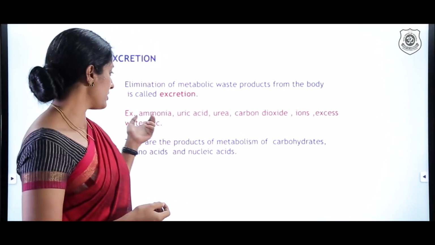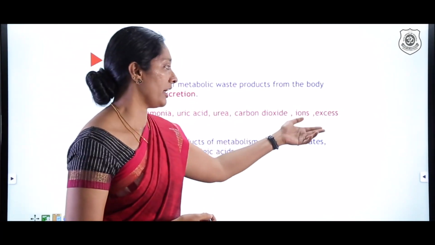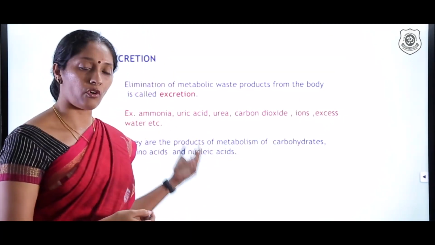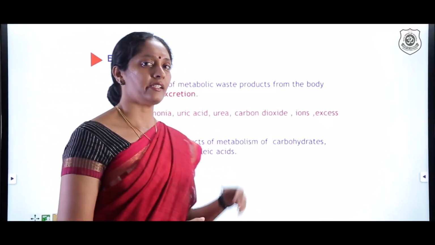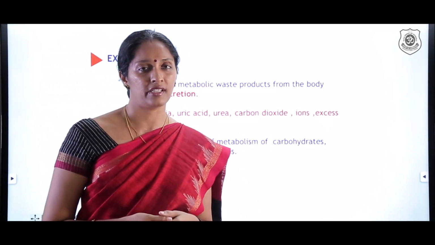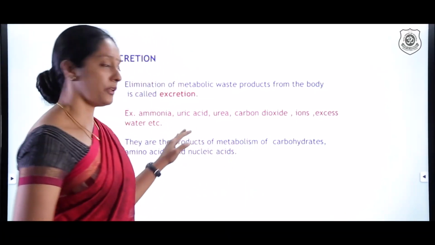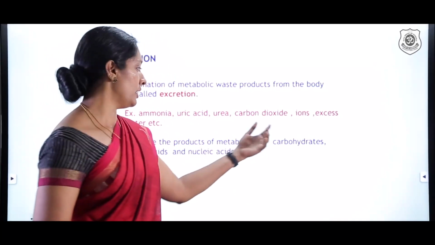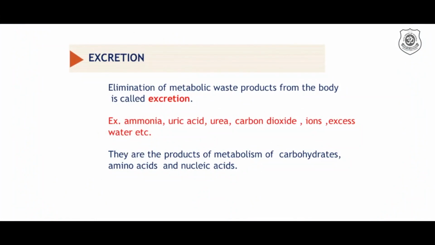In animals, ammonia, uric acid, urea, carbon dioxide, certain ions, and excess of water are all to be excreted out. Whatever is there in excess and these metabolic waste products need to be excreted out from the body. And these are produced because of metabolism of carbohydrates, fats, amino acids and nucleic acids.